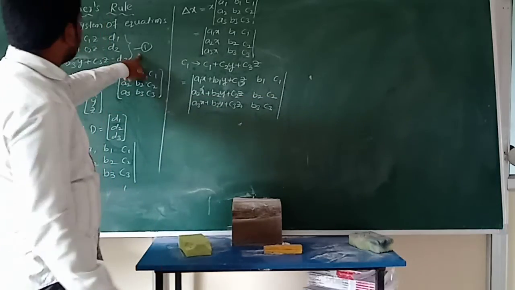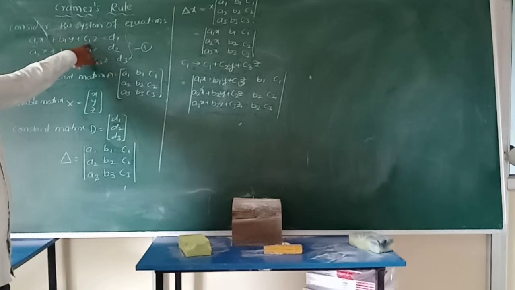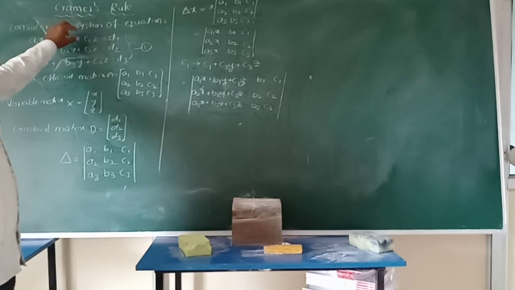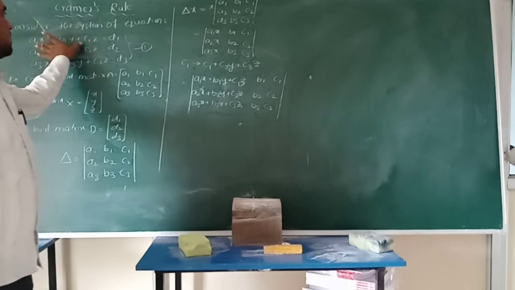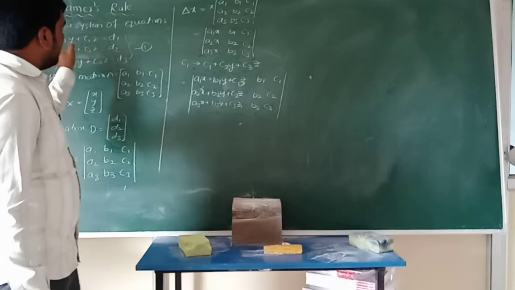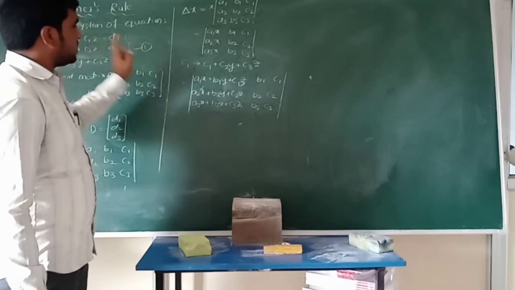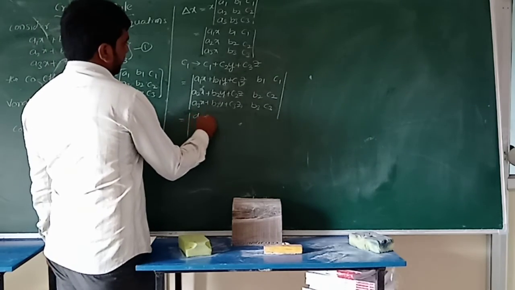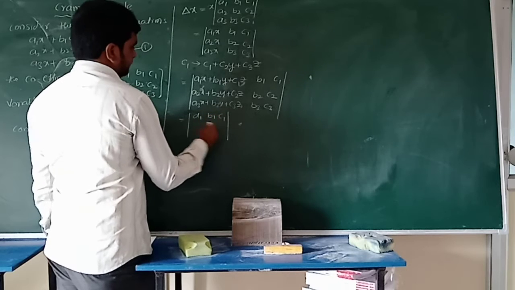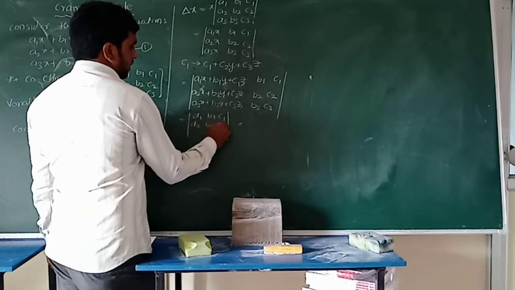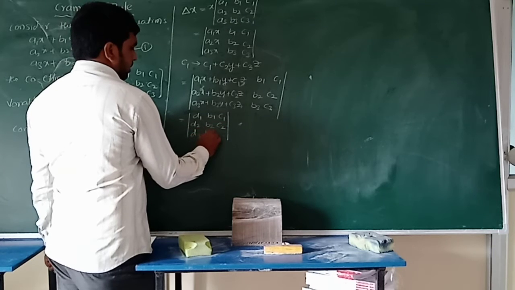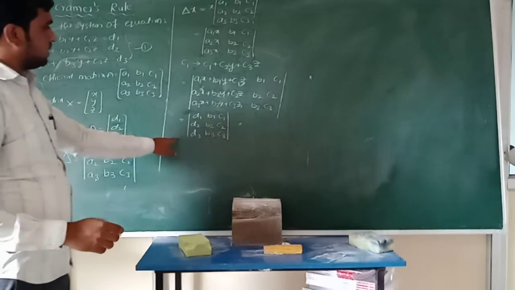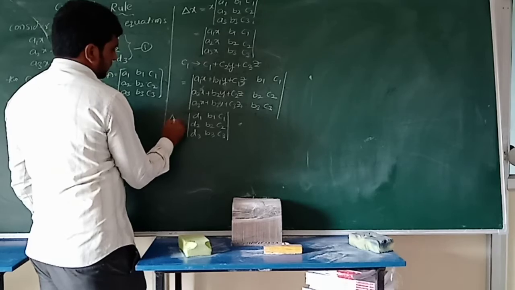Okay students, from equation number 1, a1x plus b1y plus c1z is equal to d1. This total sum is equal to d1, so I am substituting a1x plus b1y plus c1z is equal to d1. Now we get d1, b1, c1; d2, b2, c2; d3, b3, c3. This is delta 1.